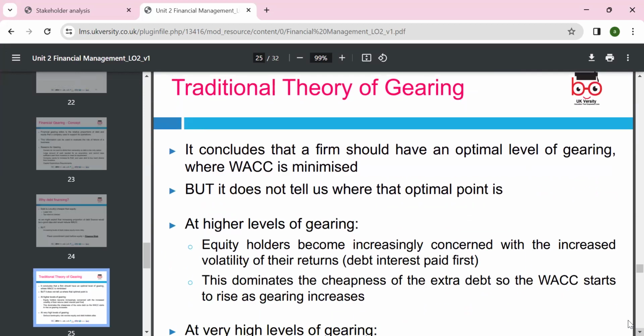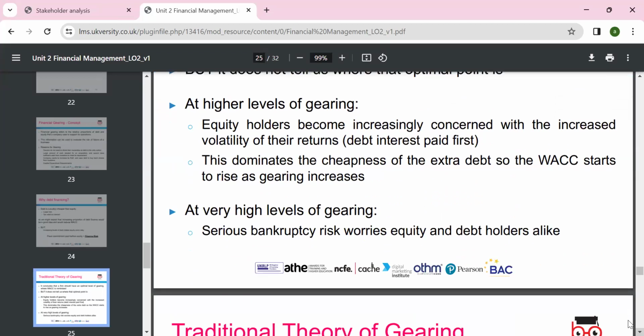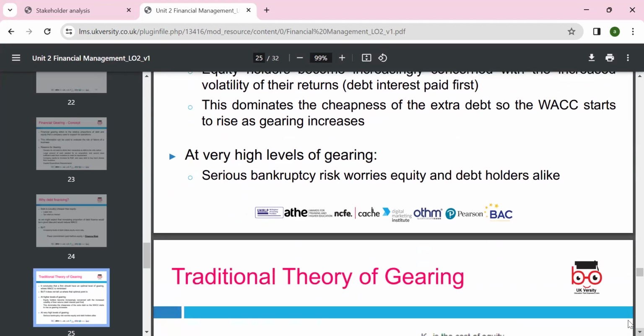Traditional theories of gearing: we have a lot of theories. It's concluded there should be an optimal level of gearing where the cost of capital can be minimized, but it does not tell where the optimal level is. The higher the gearing, equity holders become increasingly concerned about the volatility of their returns due to the debt. That also affects people, who may not buy the shares, and the share value can drop as well. So we can look at all these factors. At a very high level of gearing, there is serious bankruptcy risk.